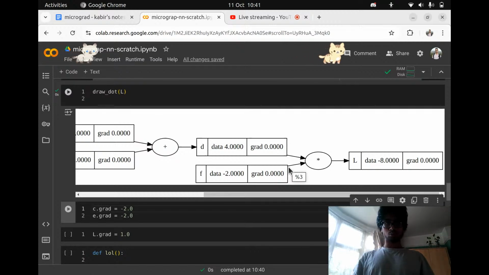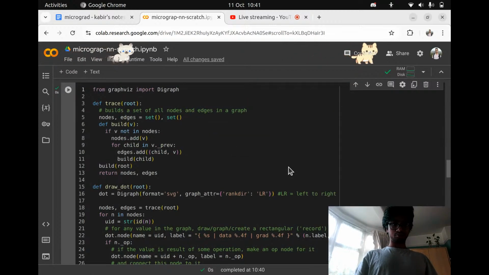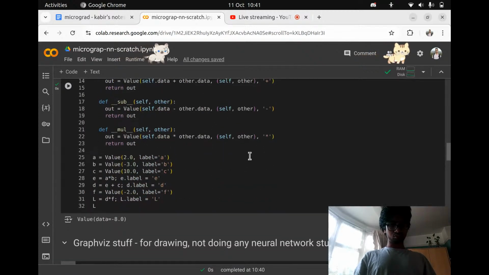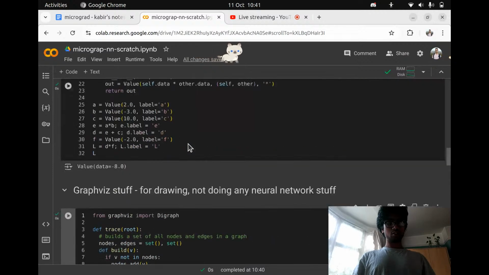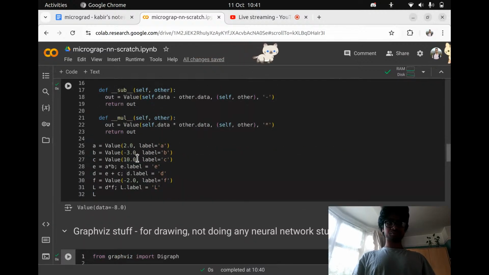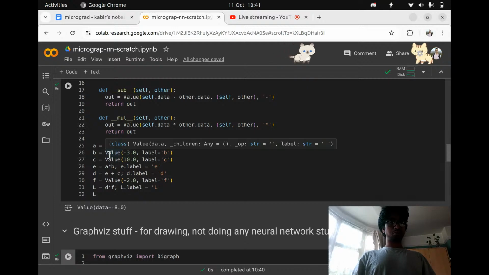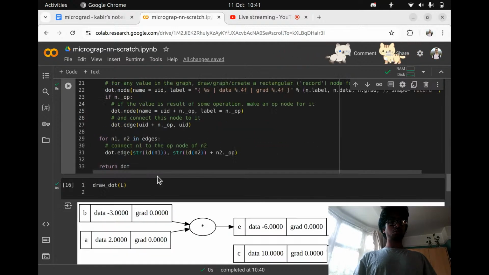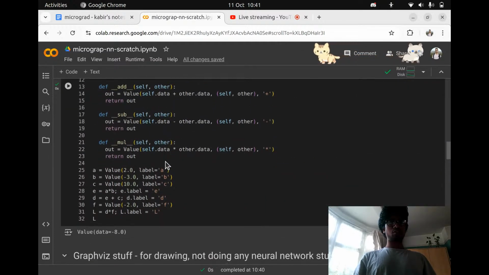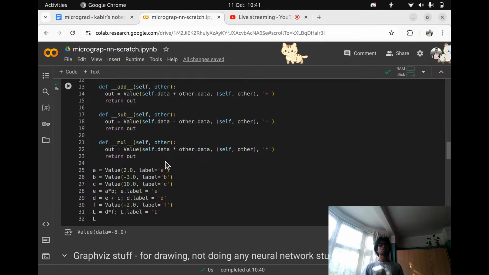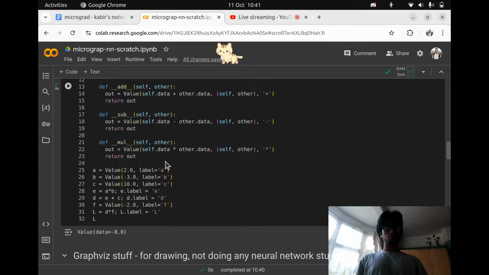To be clear, what exactly do we mean by forward pass? What's literally happening here? We have a value called A, which we've defined to have 2. Then we've defined a value B, and this value is -3. Then we define a value C, which has 10. And we define the value E to be the value of A times B.